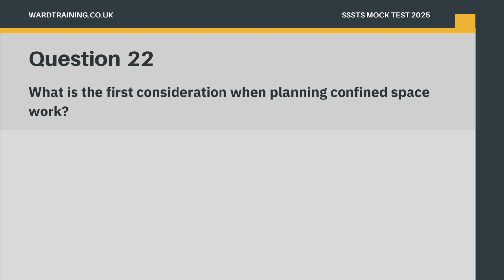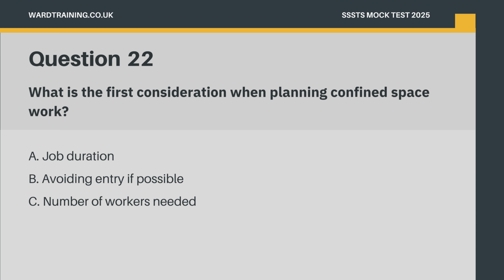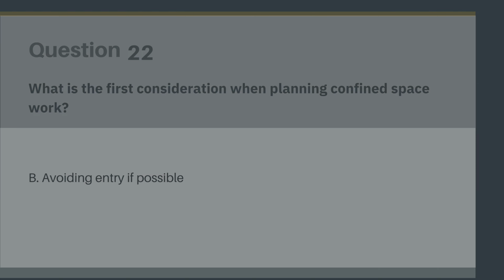Question 22. What is the first consideration when planning confined space work? A. Job duration, B. Avoiding entry if possible, C. Number of workers needed, D. Personal protective equipment. Answer: B. Avoiding entry if possible.